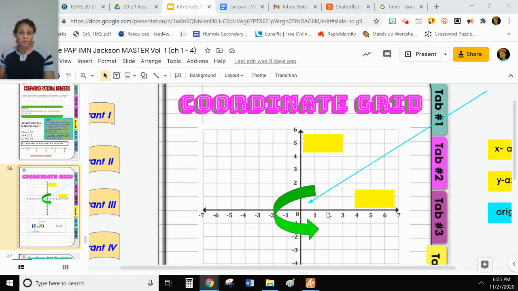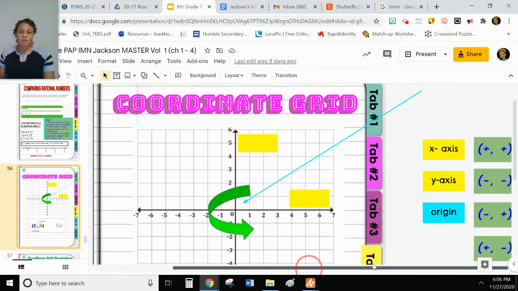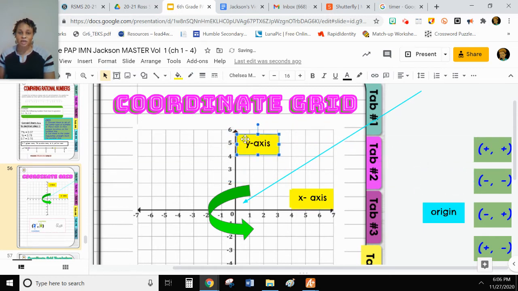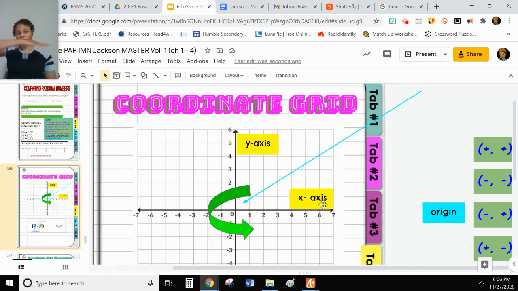The first thing we want to label is the horizontal axis, which is called our x-axis. This is your x-axis. It goes from left to right. And then our vertical axis that goes up and down is called our y-axis. So please label those in your notebooks now. The horizontal that goes left to right is x, and the vertical that goes up and down is our y.